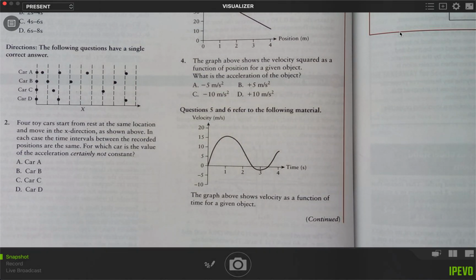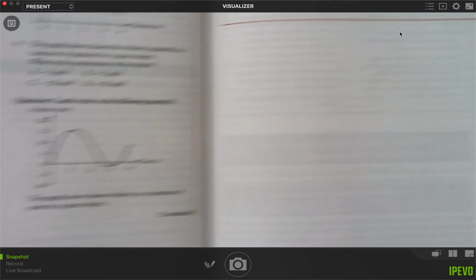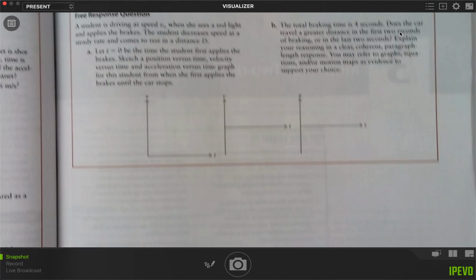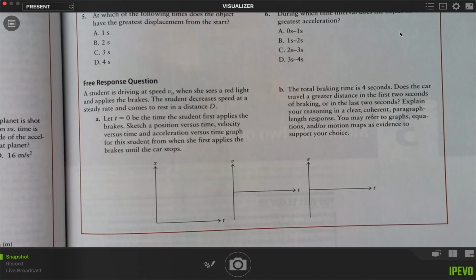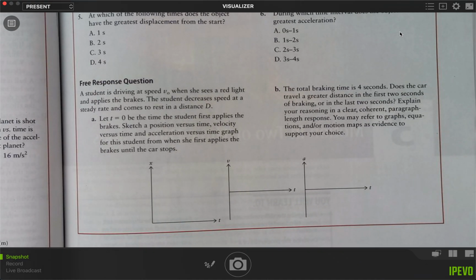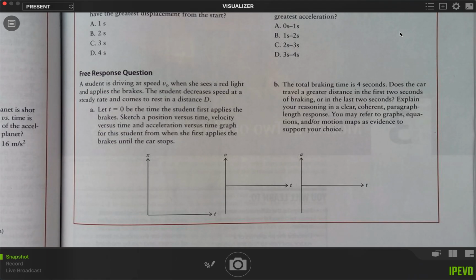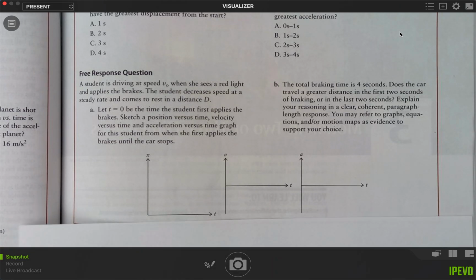Now this is going to lead us to this FRQ. As I get to this FRQ, now we've got a student driving on the road. Oh, that scares me. And as they're driving on the road, they see a red light. And so they're driving here with an initial velocity.